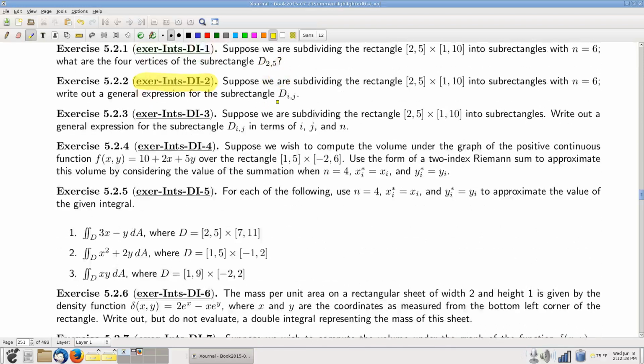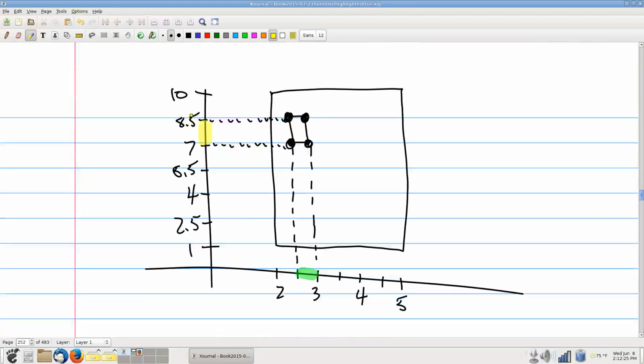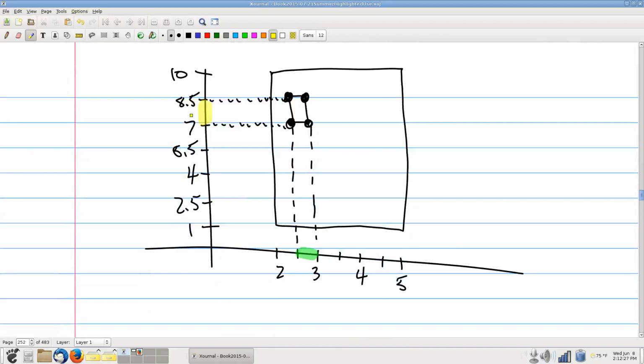in this question the general subrectangle, and we want a general expression for that subrectangle. So I'm going to come down here and say I don't want to focus my attention on i equals 2 anymore, and I don't want to focus my attention on j equals 5 anymore. So let me get rid of all of this. Are you finding expressions in coordinates? Well, let me get to that in a second.